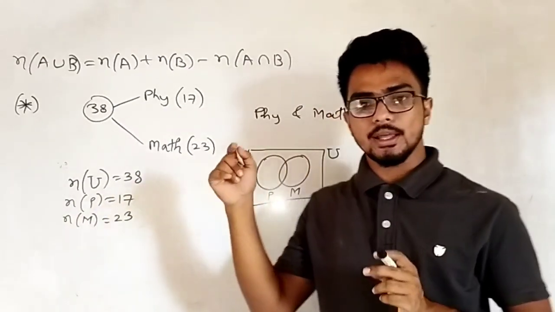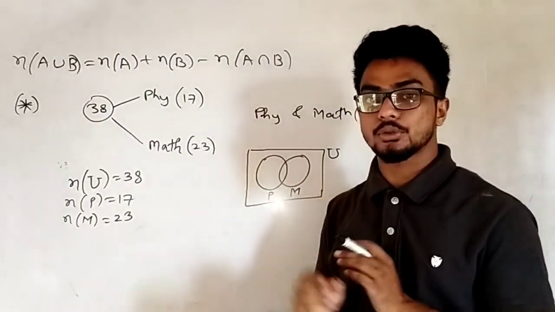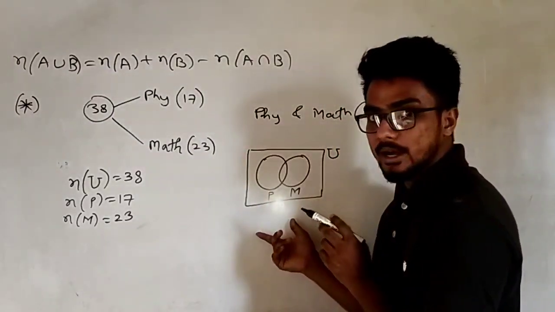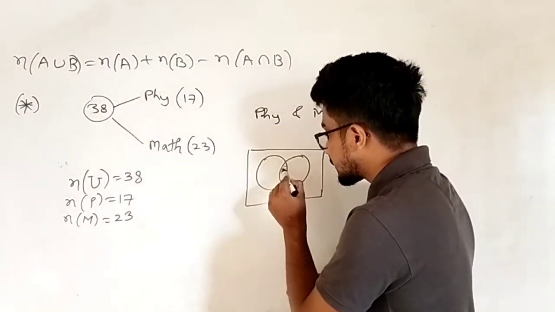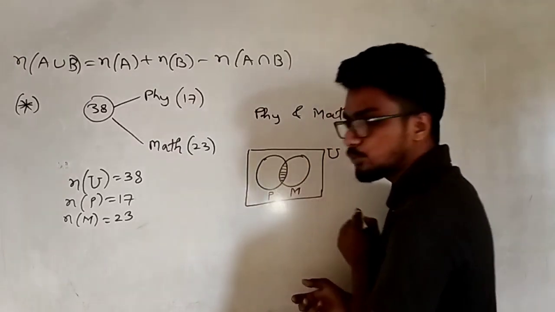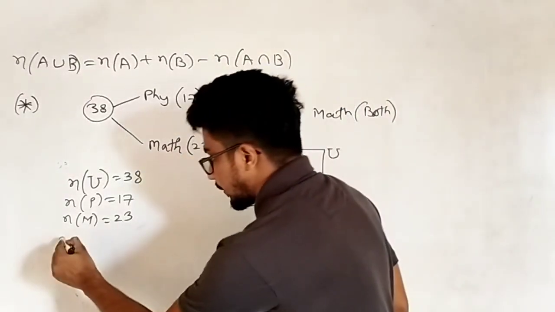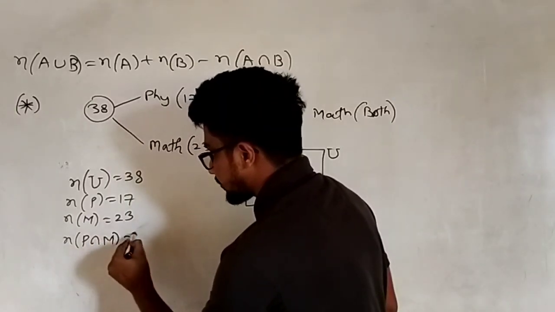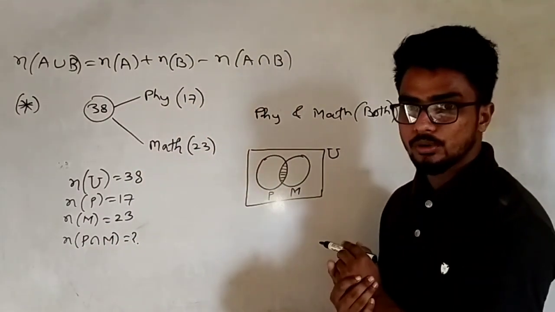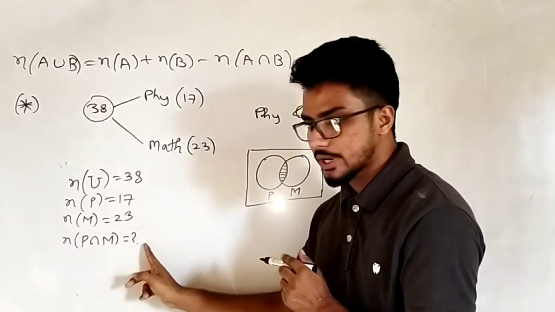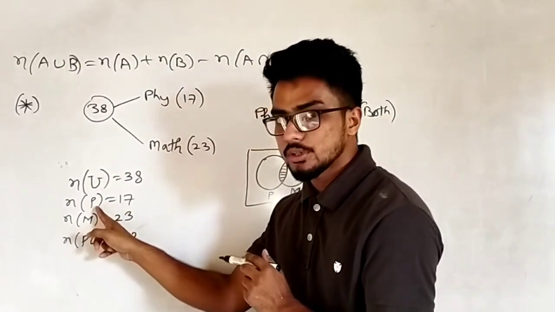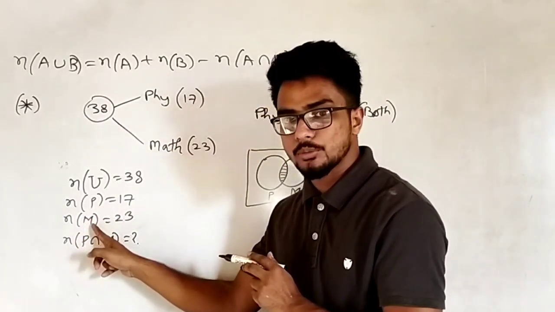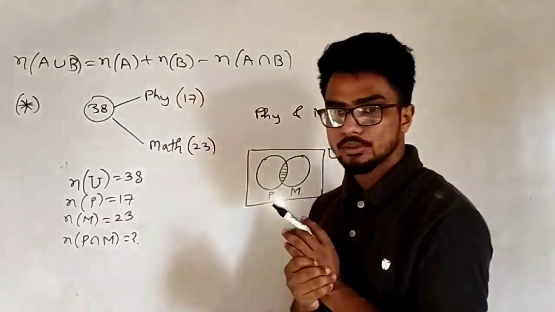Physics and maths, how many students read both subjects? Both means, in the Venn diagram, we know this part will denote both. That means we have to find n(P intersection M). Here P denotes the set of students who read physics, and M denotes the set of students who read maths.